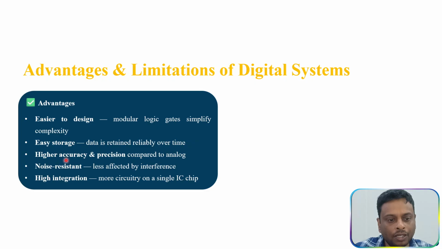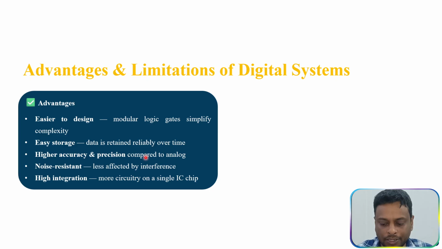The third one is high accuracy and precision compared to the analog signal. Next is noise resistance. It is less affected by interference or noise. Again, we have high integration. In the digital system, we can have more circuitry on a single IC chip, so a larger number of components can be embedded in a single chip. This is called high integration, where we integrate more components over a single chip. These are the advantages of digital systems.